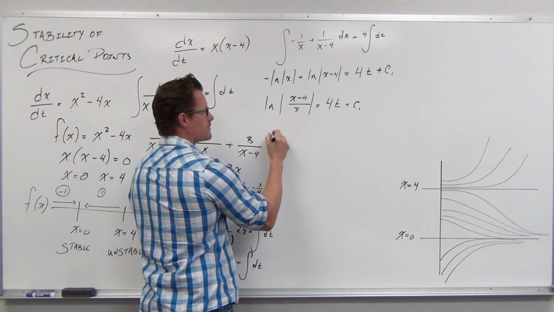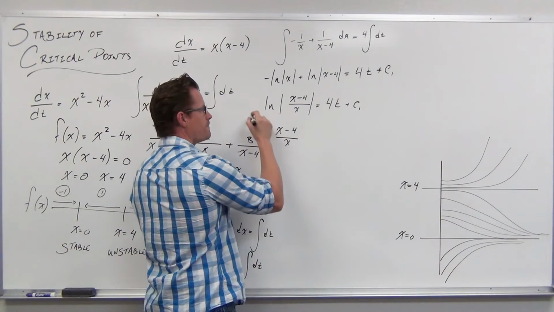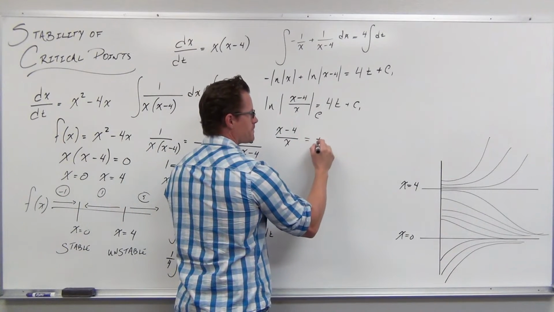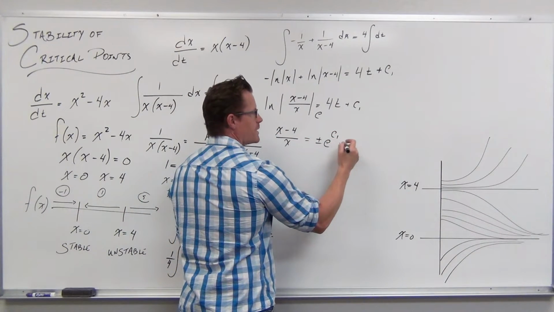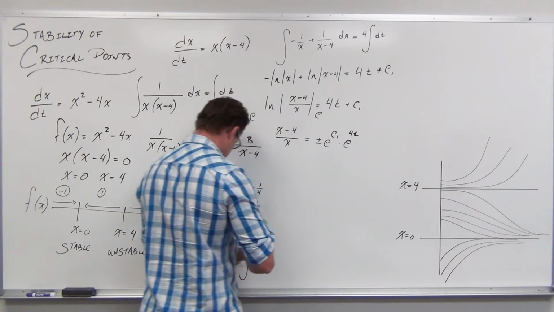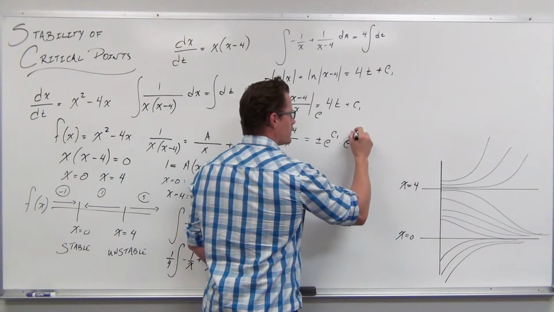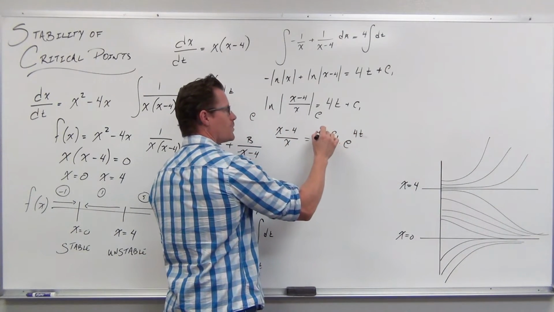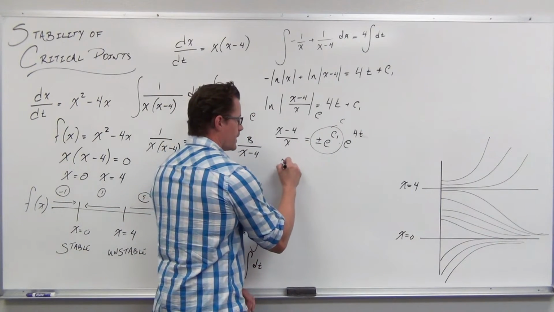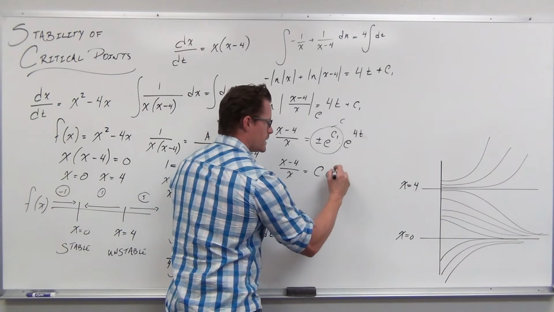So let's combine our logarithms. Exponent on both sides. When we do that, we're going to wrap up a plus and minus e to the c sub 1 times e to the 4t. And this whole thing is going to become our c, our arbitrary constant. So x minus 4 over x equals c e to the 4t.